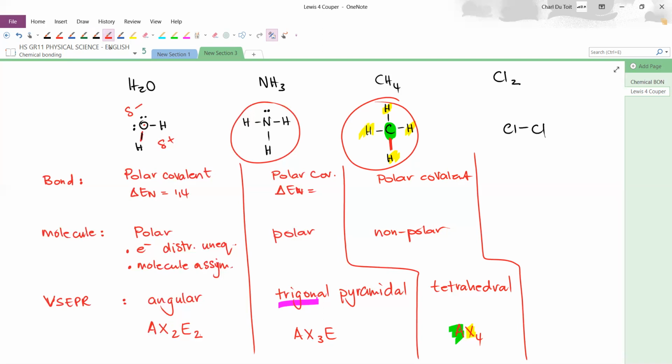The bonds are non-polar, because the difference in electronegativity is 0.